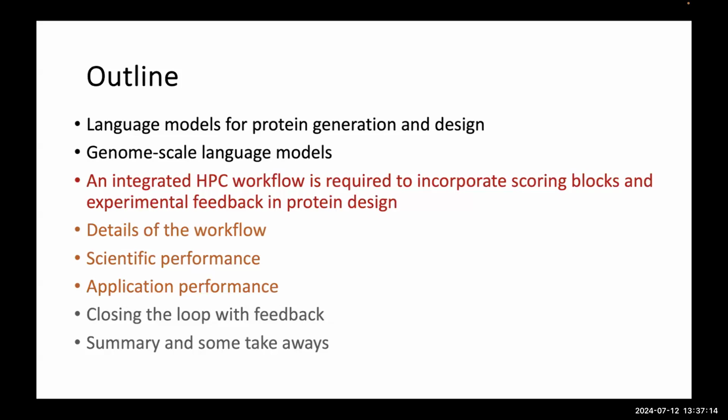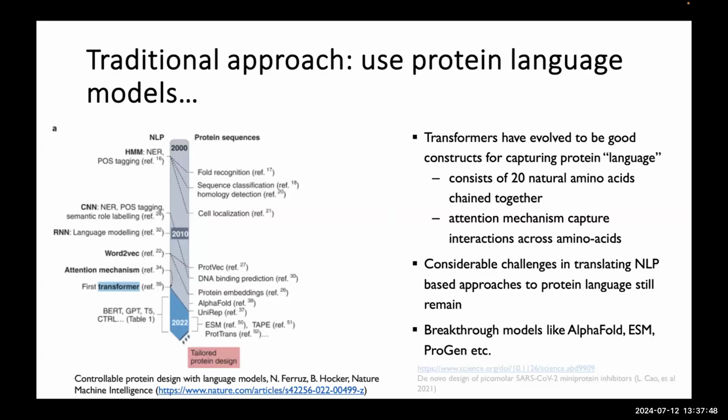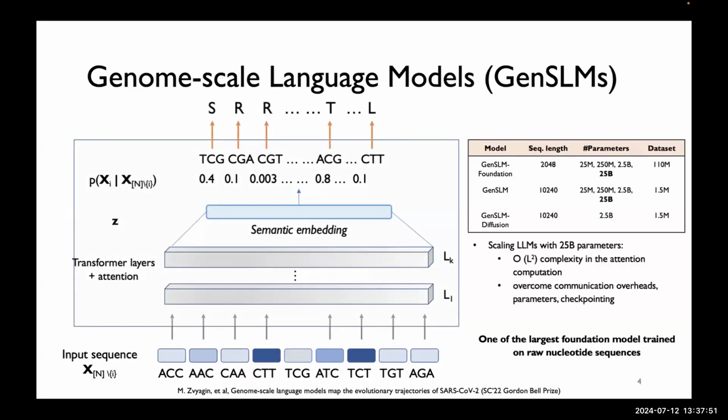Once the workflow completes its cycles, it gives us the candidates, and that's what we assign higher confidence before they are given to experimentalists or sent to the lab for further validation. So I'll talk about the details of our workflow, touch upon the scientific performance, and then I will talk more about closing the loop with feedback approaches. All right, I'll skip this slide since I covered this yesterday, and this one too.